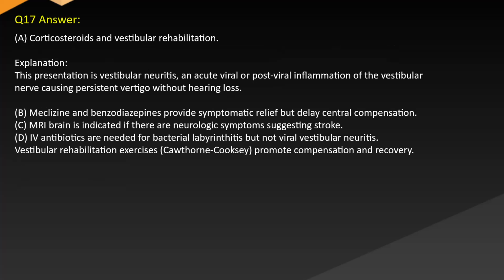Answer: A. Corticosteroids and vestibular rehabilitation. Explanation: This presentation is vestibular neuritis, an acute viral or post-viral inflammation of the vestibular nerve causing persistent vertigo without hearing loss. B. Meclizine and benzodiazepines provide symptomatic relief but delay central compensation. C. MRI brain is indicated if there are neurologic symptoms suggesting stroke. D. Antibiotics are needed for bacterial labyrinthitis but not viral vestibular neuritis. Vestibular rehabilitation exercises, Cawthorne-Cooksey, promote compensation and recovery.